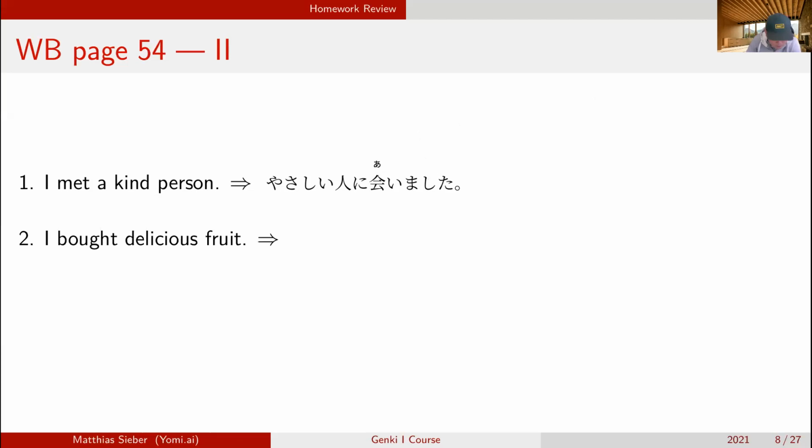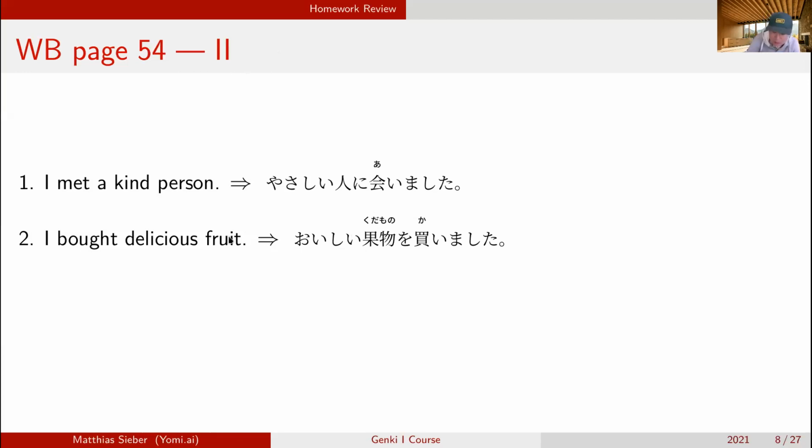Next, number 2. I bought delicious fruit. Okay, so kudamono... First, what's delicious? Oishii. Okay. So kudamono no oishii kaimashita. Close. I understand what you want to say, but here again, oishii is the adjective that modifies the noun, right?